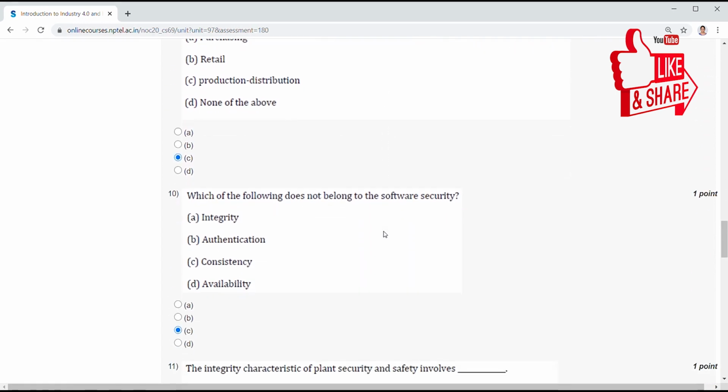Tenth question. Which of the following does not belong to software security? A. Integrity, B. Authentication, C. Consistency, D. Availability. So the right answer is C, consistency, because it does not belong to software security.